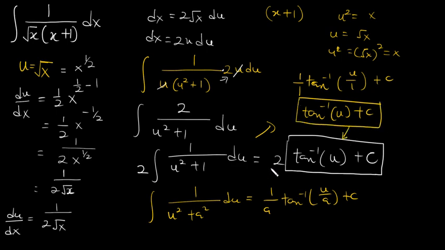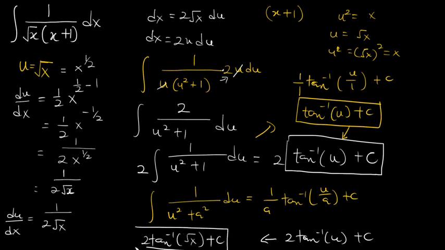Then we multiply by the constant 2. So at the end, our answer will be 2 multiplying the tan inverse of u plus c. But don't forget the question was given in terms of x, so we must take out this u. In bringing the substitute back, which is the square root of x, we are going to have 2 multiplying the tan inverse of the square root of x plus c. So this becomes the final answer.